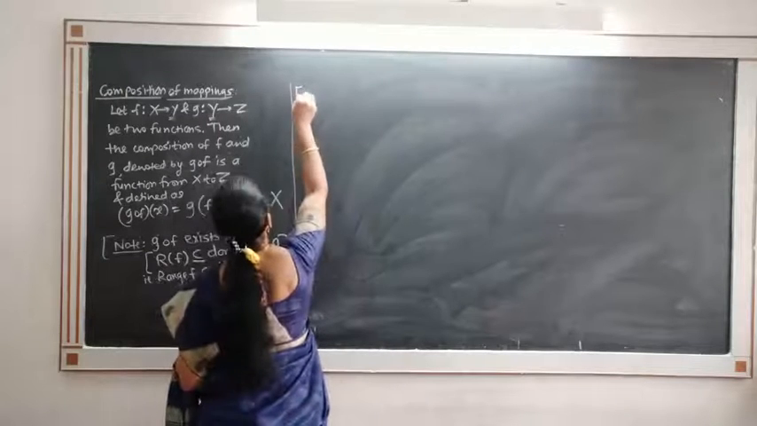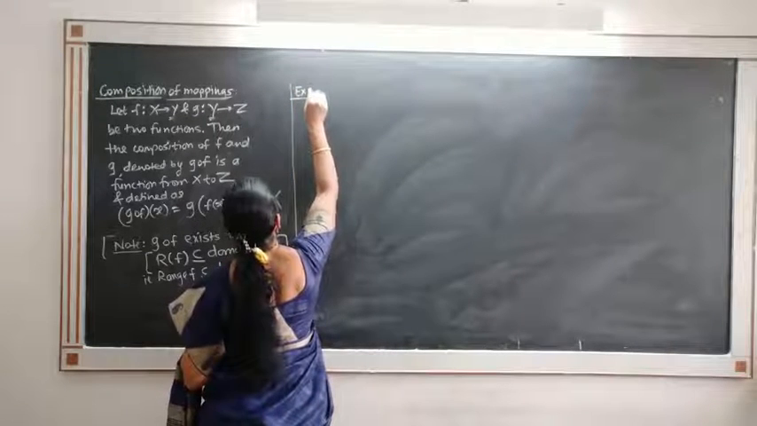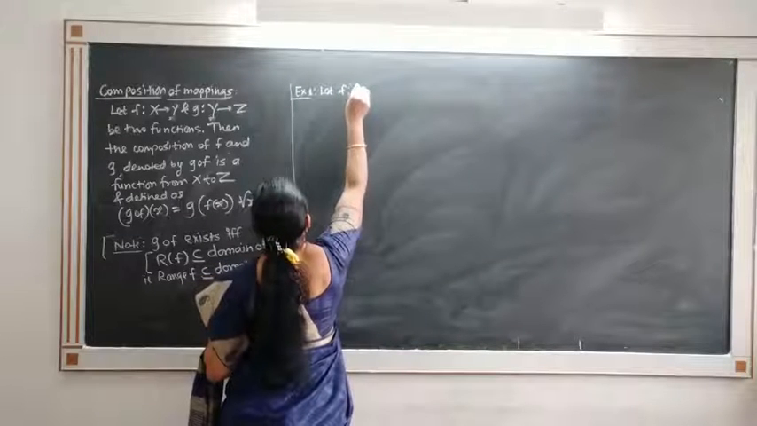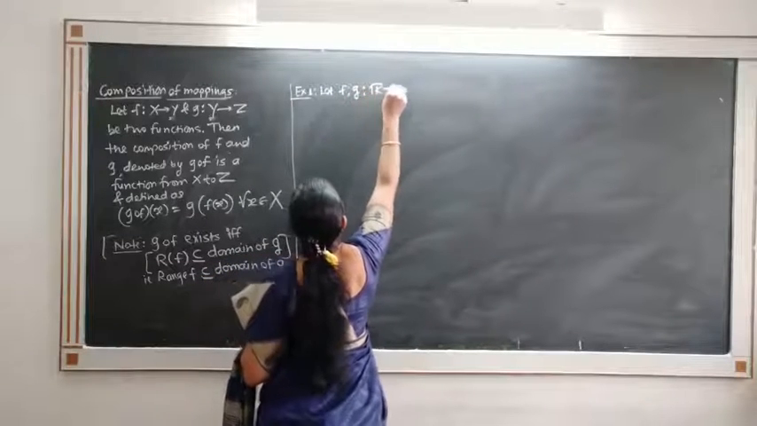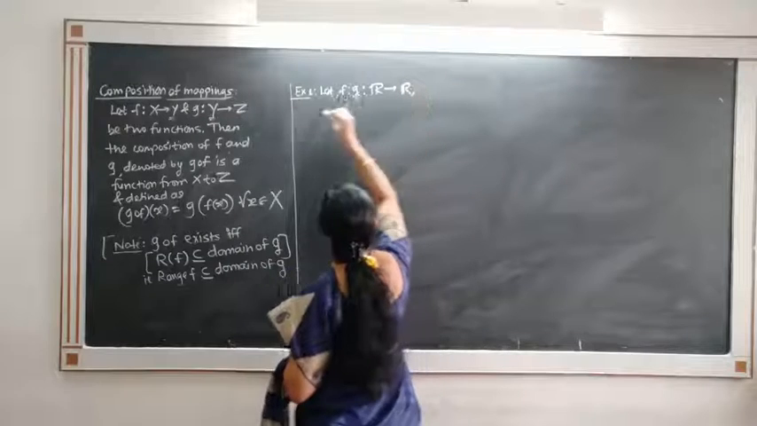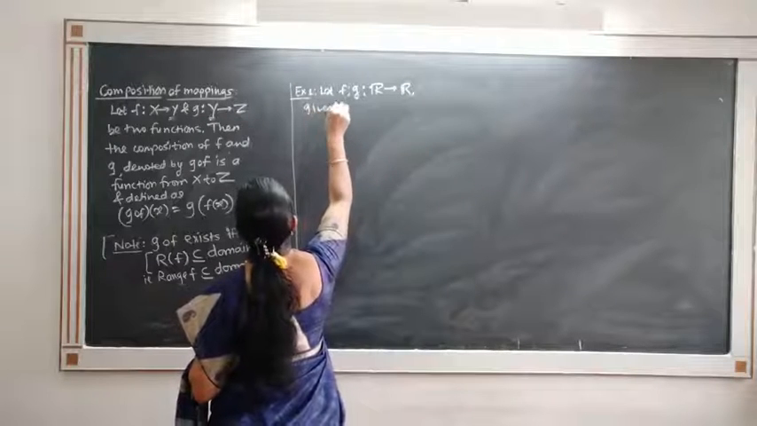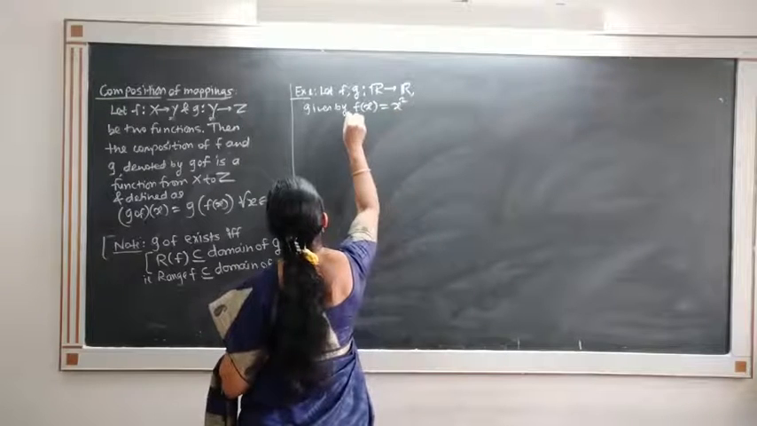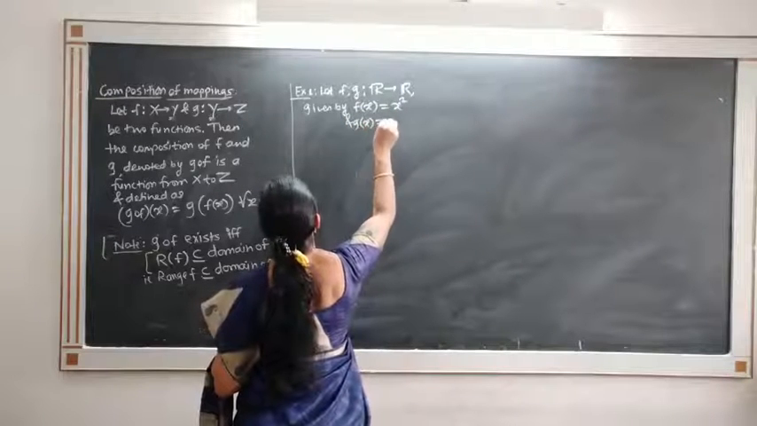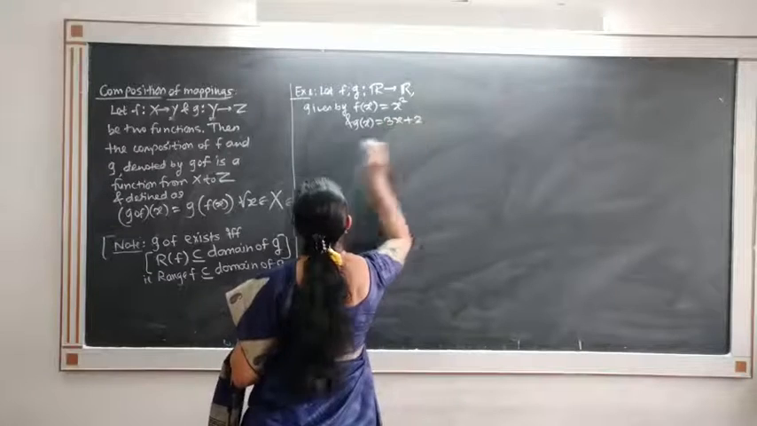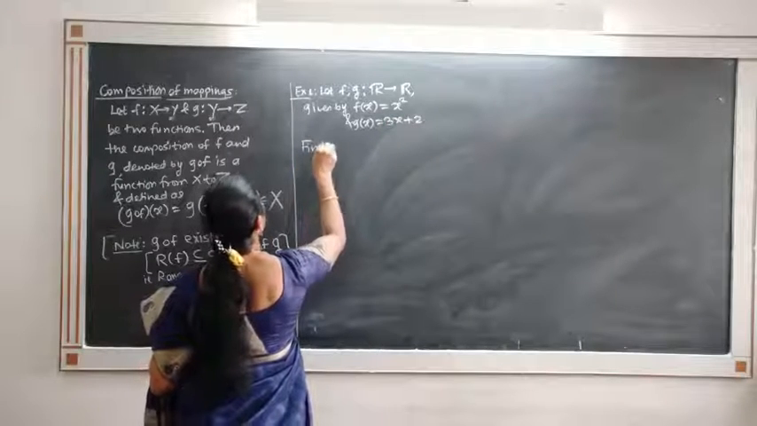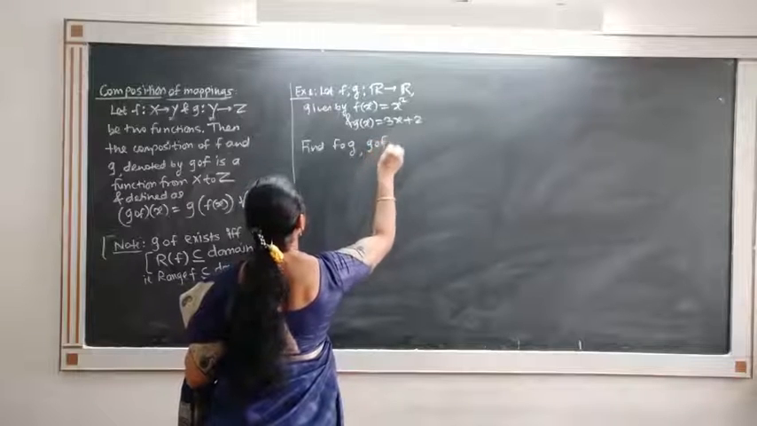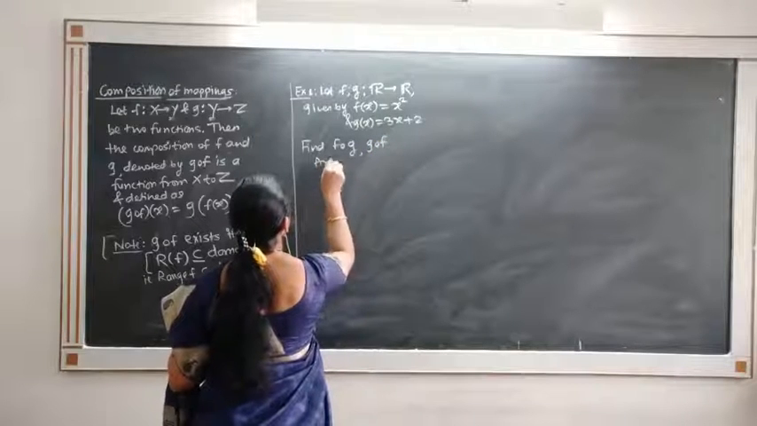Take one example to get the idea clear. Let f and g both be functions from real numbers to real numbers given by f(x) is equal to x square and g(x) is equal to 3x plus 2. Find f composite g and g composite f. Are they equal?